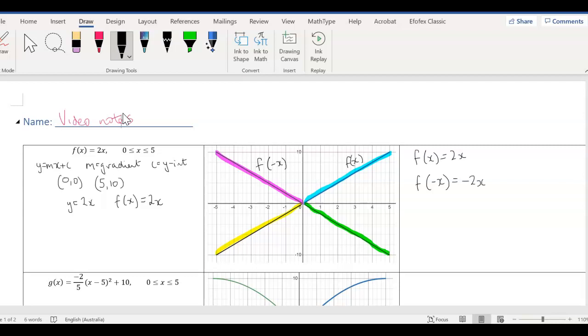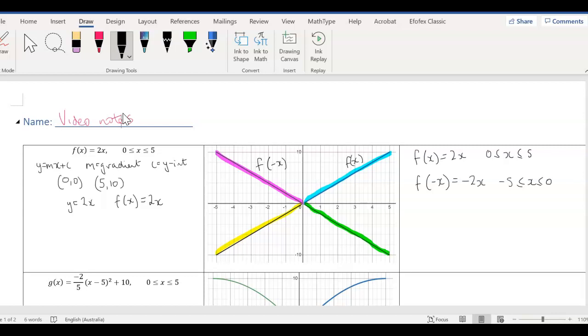Now your domain, because the blue line has been reflected, your domain has also changed. So now it's going from -5 to 0. Okay, so as I said before, always make sure you write your domains. All right, we had this domain written before, but we'll write it again.